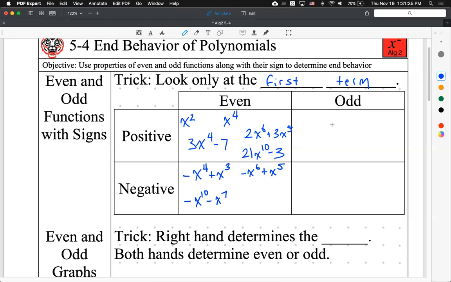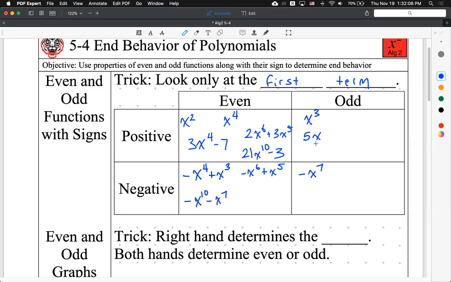Charles, try to give me a positive odd. Yeah, let's go with x cubed. There it is. Positive odd. Cohen, give me either a positive odd or a negative odd. Choose. What do you want to do? Positive odd or negative odd? Negative x to the 7th is a negative odd. Good. Wyatt, give me a positive odd. 5x. 5x is a positive odd.